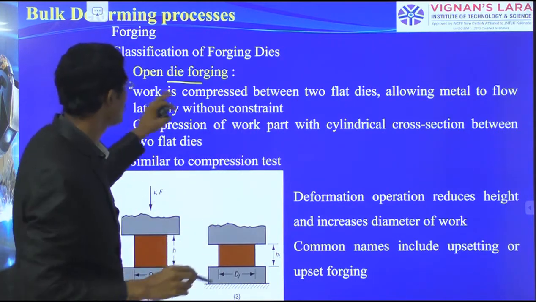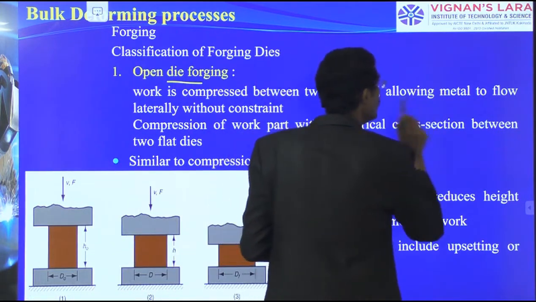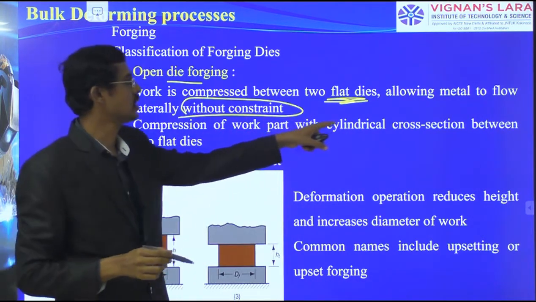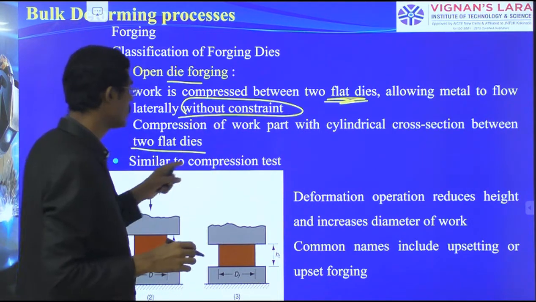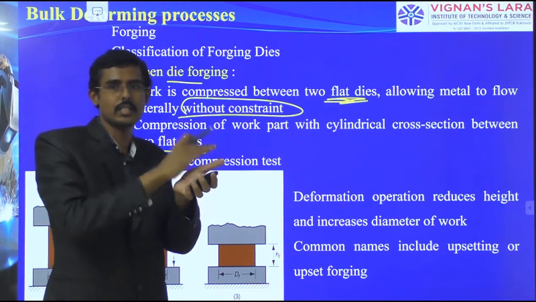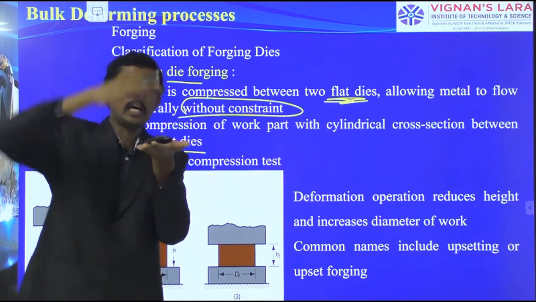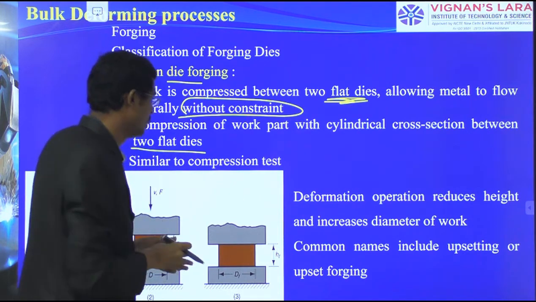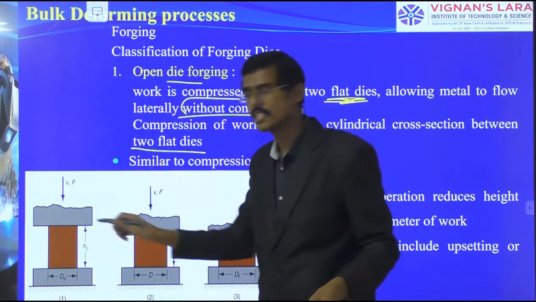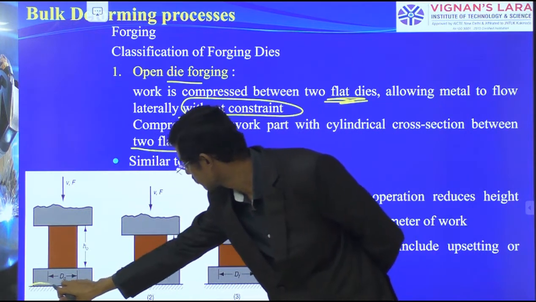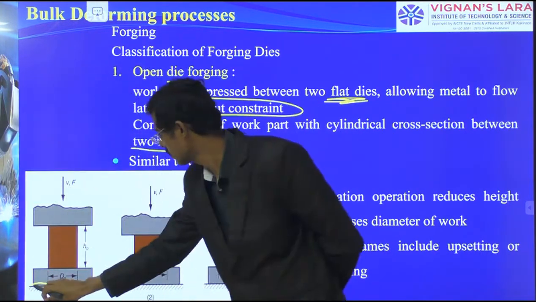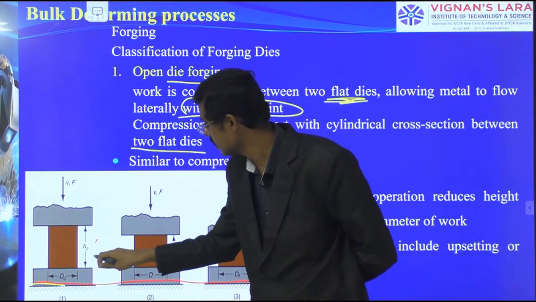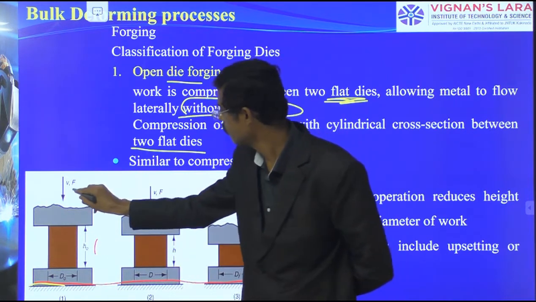Open die forging: work is compressed between two flat dies, allowing the metal to flow readily without constraint. It is compression of the work part with cylindrical cross-section between two flat dies, similar to the compression test we have done. The workpiece is kept in between and the pressing action is done. It is free to move. The die is open. At the initial condition, this is a flat state. This is fixed. Now I have kept a large H0 height specimen here. The force has been applied.